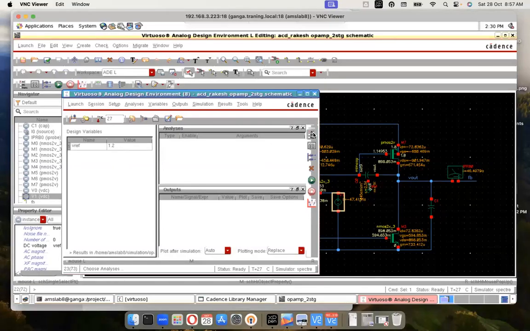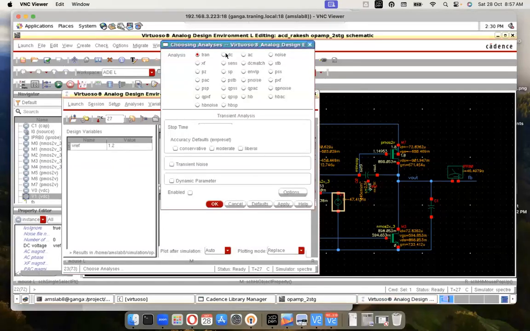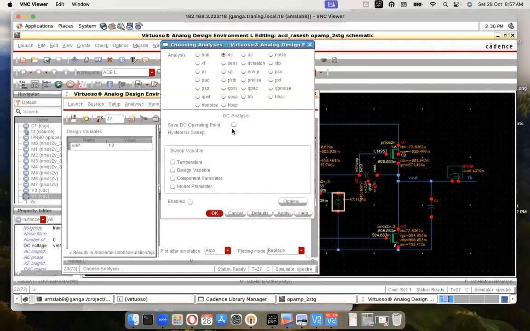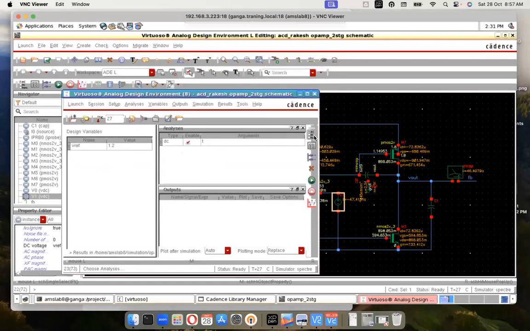Let's go and say, what do you want to do? You would like to see the DC simulation. That's one thing. Say DC operating point. Do you want to vary something? Ideally not, because VREF is a constant voltage here. You do not want to vary anything. I'll say okay. So DC is enabled.